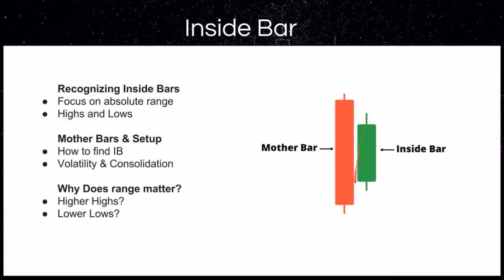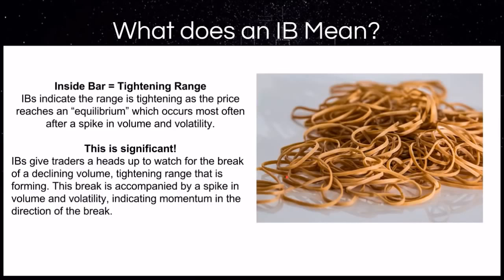We have a lower high and a higher low forming, and it's usually accompanied by a decline in volume, and it shows us that an equilibrium is being reached. Now, why does the high and the low matter? Because of that equilibrium. It's a tightening range.